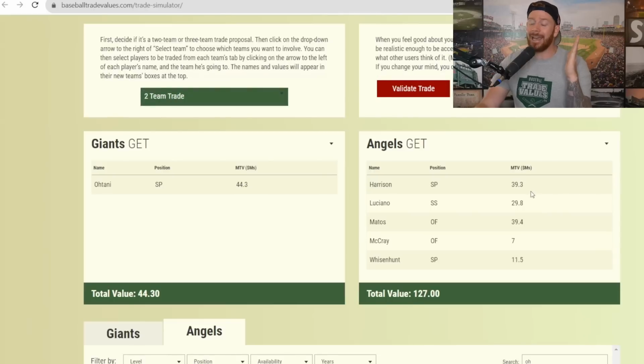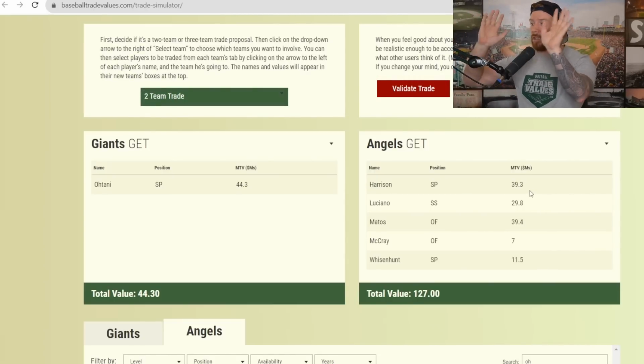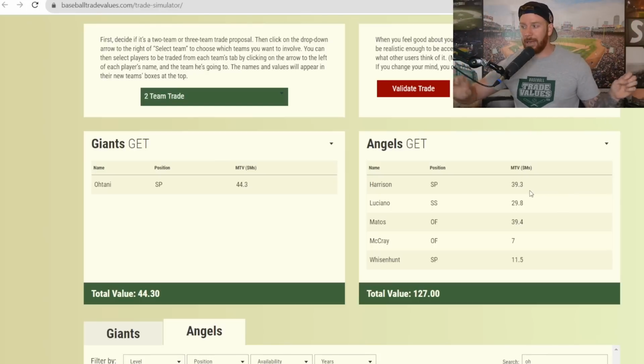This is a horrible trade. This is such an overpay. The Giants, if they see this, they're probably just going to laugh themselves to the bank. You are giving up way too much there. These guys have a lot of value. Harrison is your number 1. Luciano is your number 2. Matos, he's going to be really good. These guys are all going to be really good.